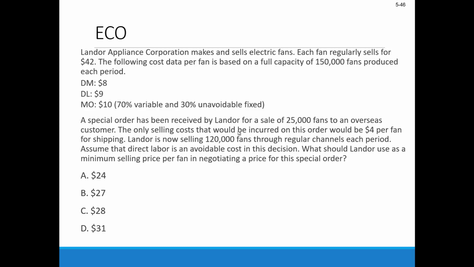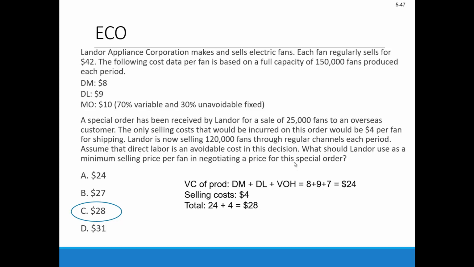A special order has been received for 25,000 fans to some kind of overseas customer. The only selling cost that would be incurred would be $4 per fan for shipping. So Lander's now selling 120,000 fans through regular channels, so we've got some excess capacity. Assume direct labor is an avoidable cost in this decision. What should Lander use as a minimum selling price per fan in negotiating a price for this special order? Give that a pause and a quick try here, and then come back for the solution.